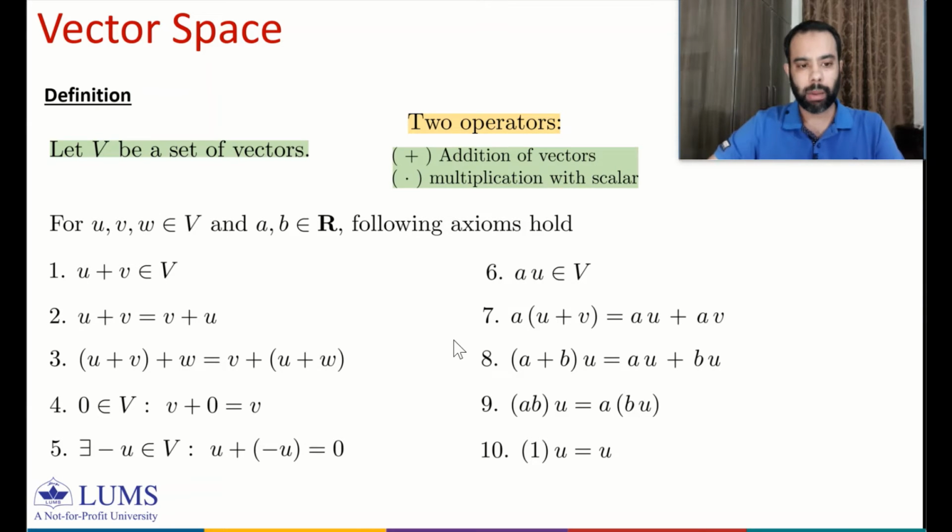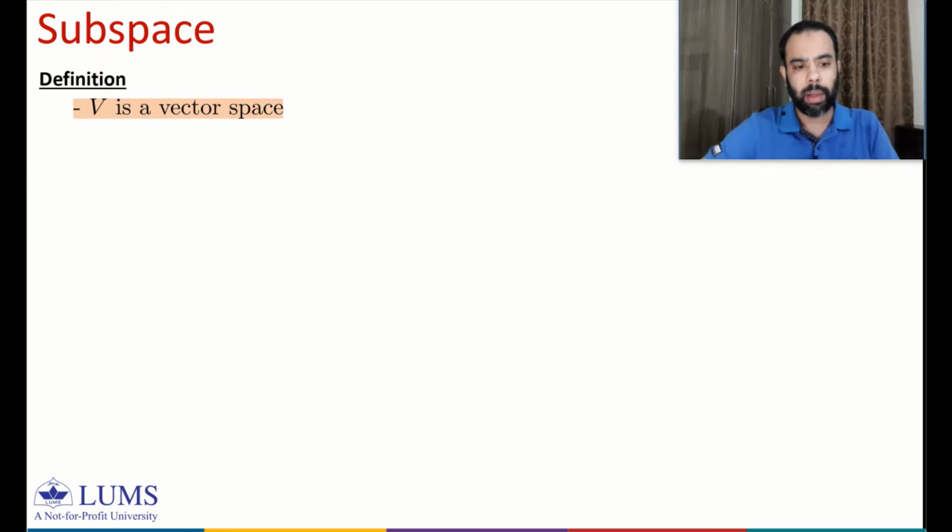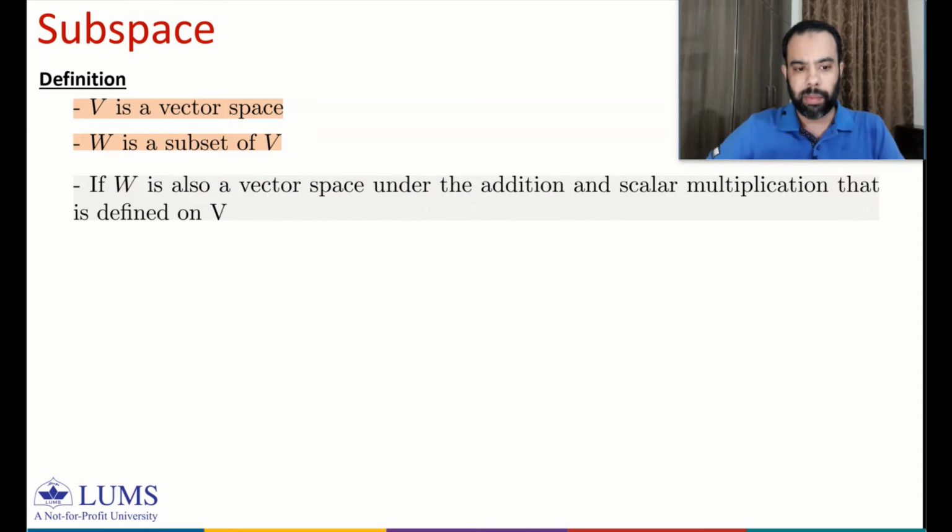Before we talk about some examples of vector spaces, let's look at the concept of a subspace. Let's look at the definition first. We have a vector space V, and we take a subset of V and denote it with W. If W is also a vector space under addition and scalar multiplication that is defined on V, then we say that W is a subspace.